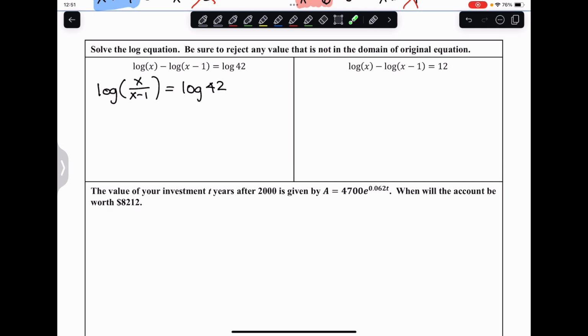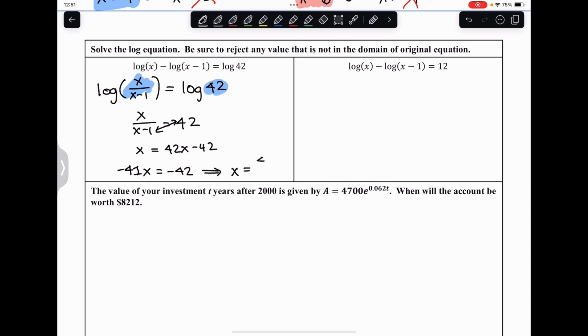So since this common log here equals this common log there, that means that these values that I'm highlighting in blue also have to equal each other. So x over x minus 1 equals 42. And to solve this requires just cross multiplication. So x equals 42x minus 42. We'll subtract 42 from both sides. So -41x equals -42. We'll divide both sides by -41. And my answer is going to be this. X equals 42 over 41.